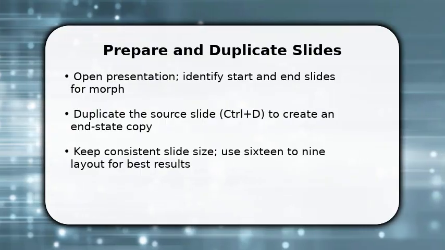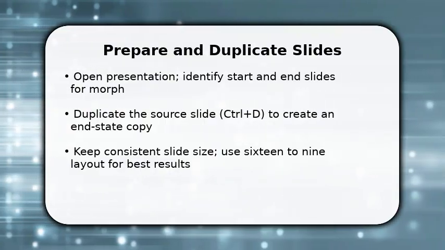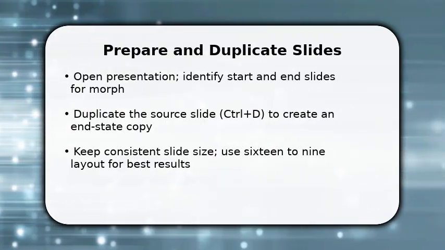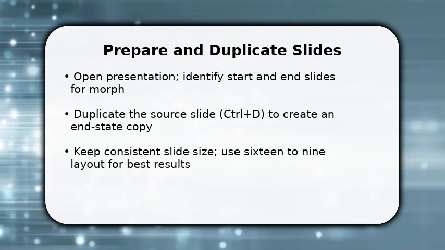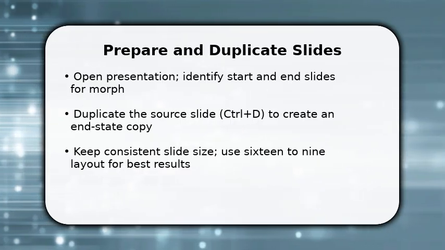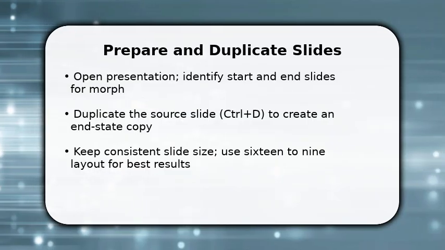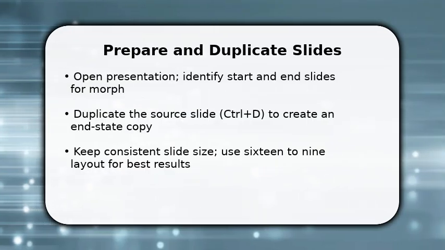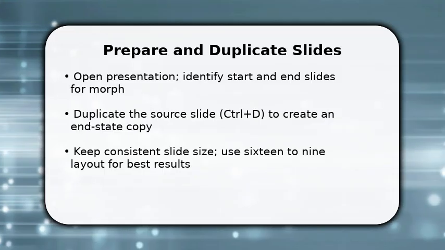You begin by preparing the 2 slides that Morph will animate between. Make sure your base content is complete. Duplicate the starting slide so you have a copy to alter. This becomes the destination. Once done, change only the elements you want to move or transform on the duplicate.